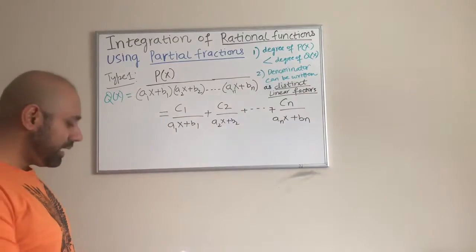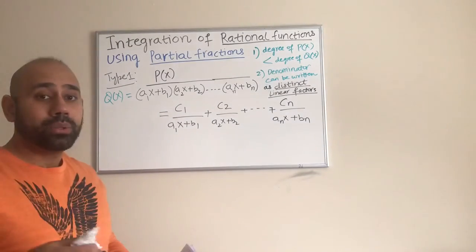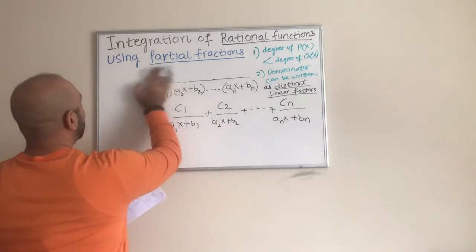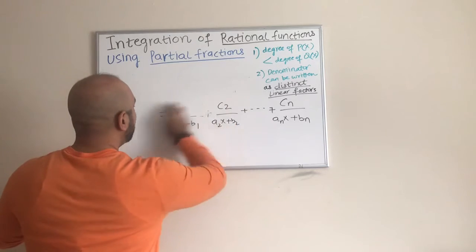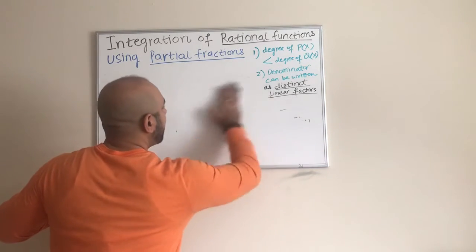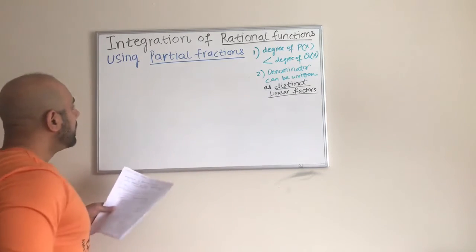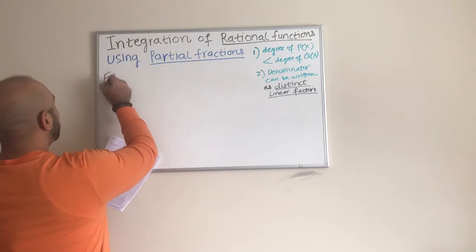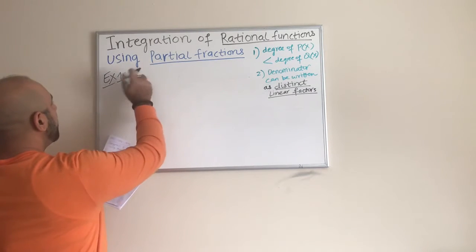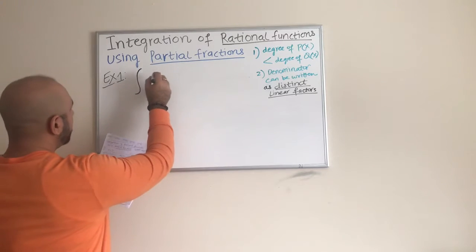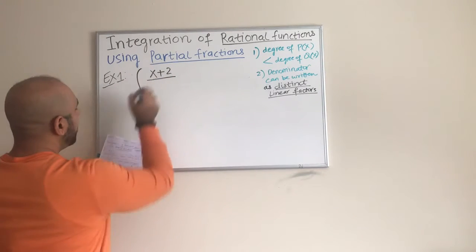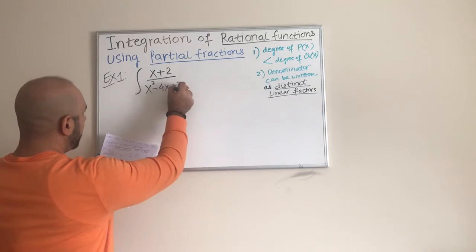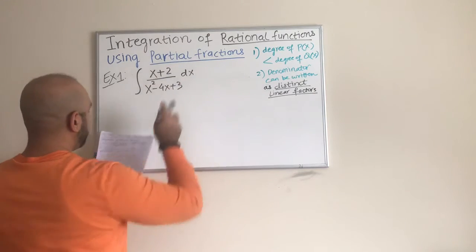So I'm going to apply it to an example, and then we are going to evaluate the integral of that function. So this is type 1. This was the general form. Let's see an example now. So guys, the example that I have here, I'll call it example 1 in the partial fraction world. We want to integrate a rational function of this form, x plus 2 in the numerator divided by x squared minus 4x plus 3, with respect to dx.